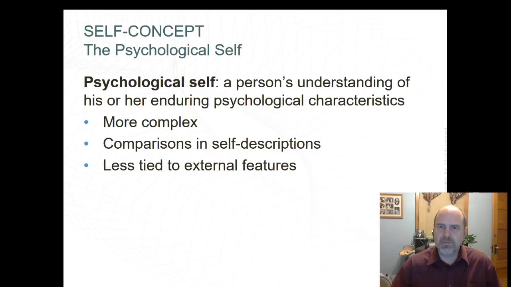The psychological self is a person's understanding of his or her enduring psychological characteristics. It uses comparisons and self-descriptions, for instance, I'm smarter than most kids. This understanding emerges from early to middle childhood and becomes more complex, less tied to external features, and more centered on feelings and ideas.